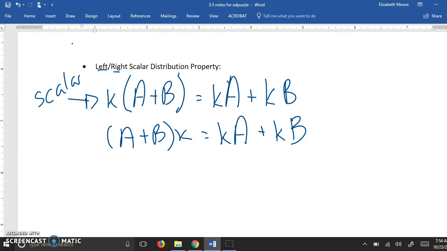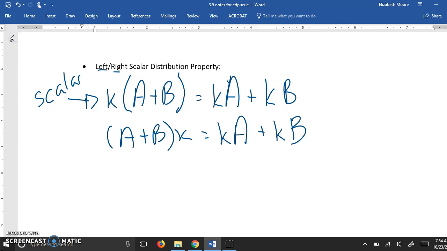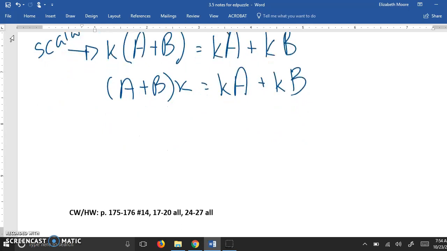Okay, that is our first lesson with matrices. It's very basic with just the operations of adding and subtracting and scalar multiplication.